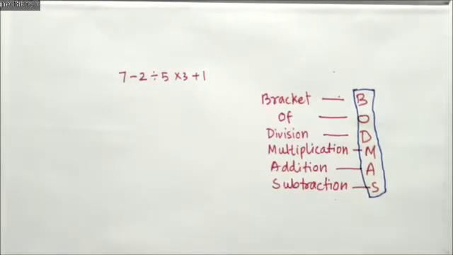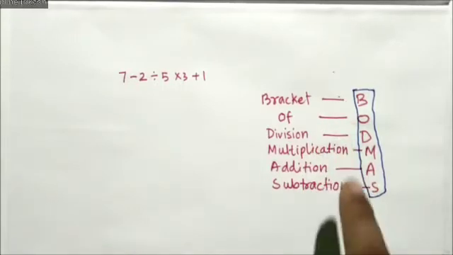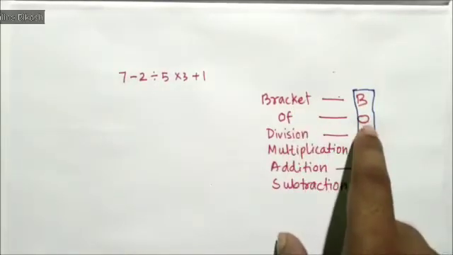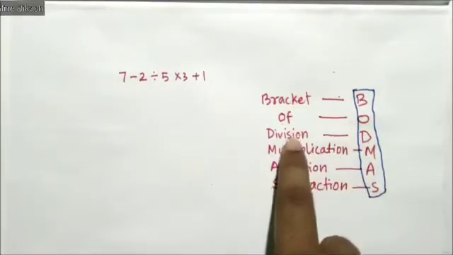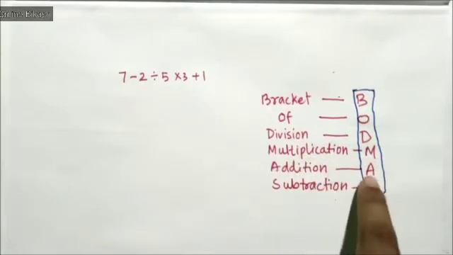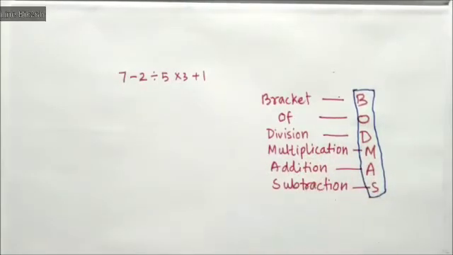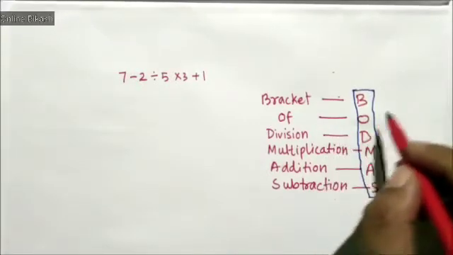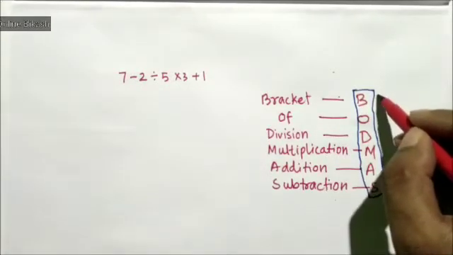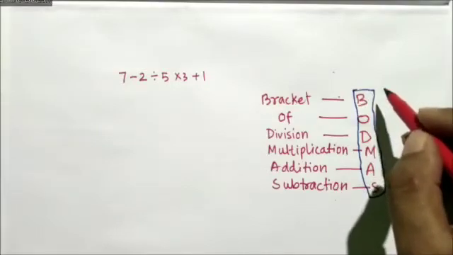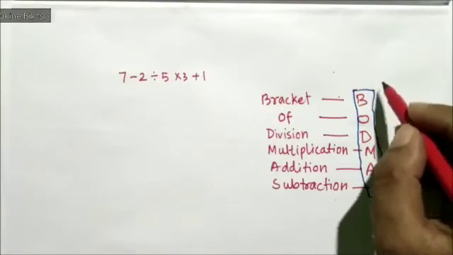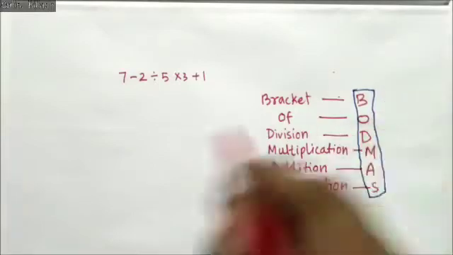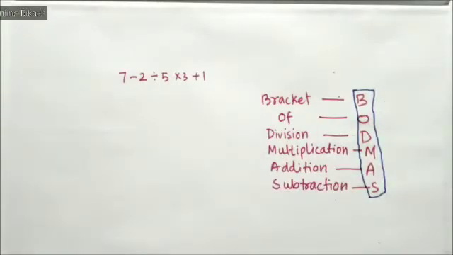I hope the order is clear. Again I am repeating: B stands for bracket, O stands for off, D stands for division, M stands for multiplication, A stands for addition, and S stands for subtraction. And in the bracket there may be four types of bracket. What are they? Let me write it down here.